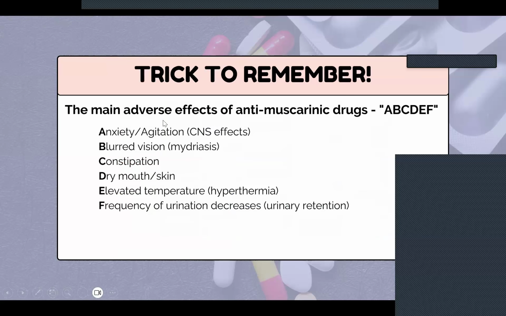As for antimuscarinic drugs, this is an easy way to remember the adverse effects, A, B, C, D, E, F. So A stands for anxiety or agitation, B for blurred vision, C for constipation, D for dry mouth, E for elevated temperature or hyperthermia, F for frequency of urination decreases, which is urinary retention.